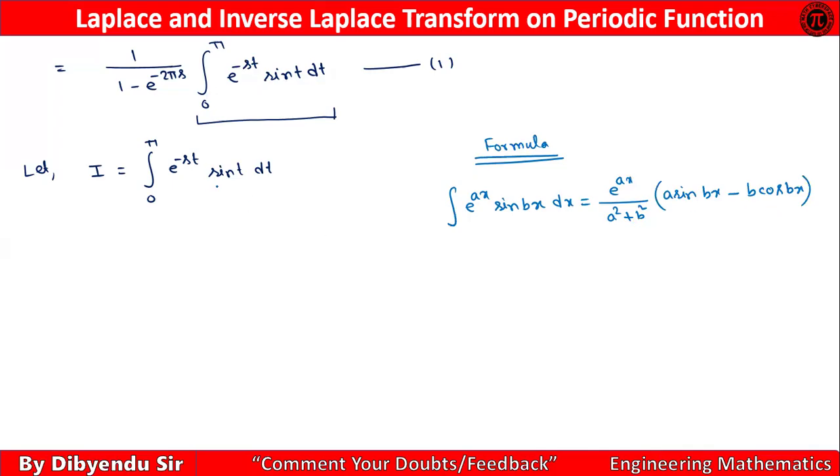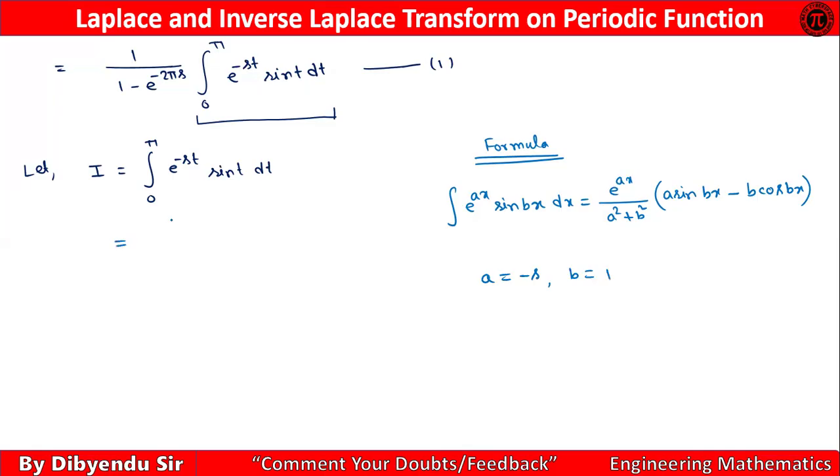If we compare these two results, what is the value of a? Here we have e to the power ax, and in our integral e to the power minus st. That means a is equal to minus s. And what is the value of b? Here we have sine t, and this is sine bx, so b is equal to 1. The variable here is t and in our formula the variable is x, so no problem. So a is equal to minus s and b is equal to 1.